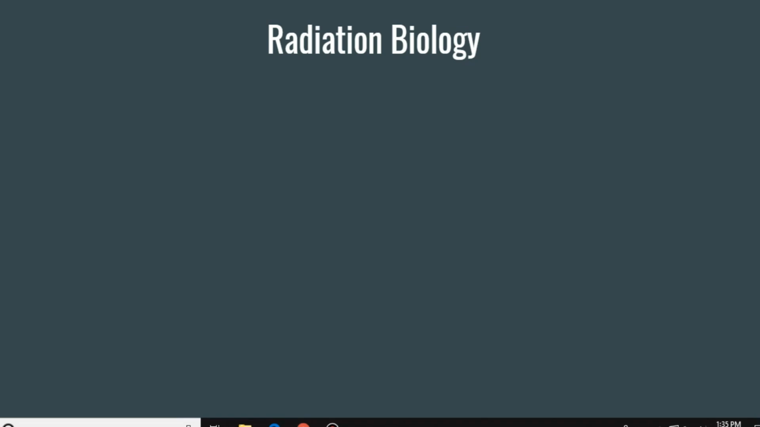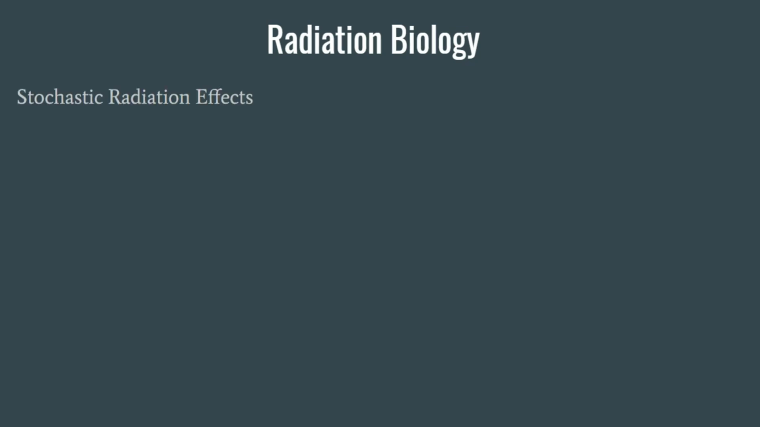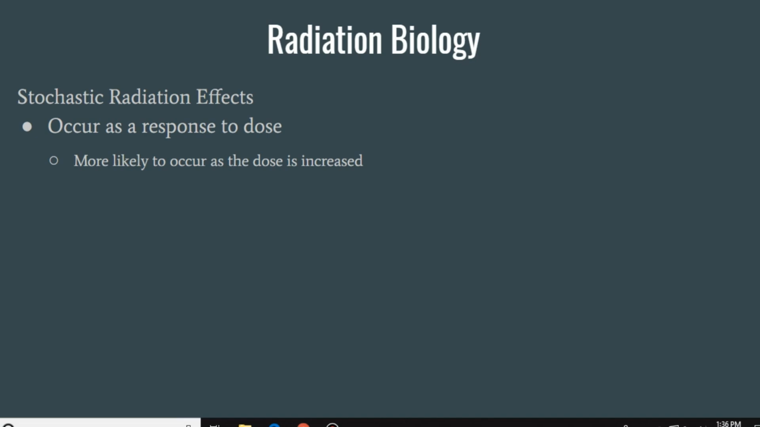The effects of radiation can further be broken down into two other categories, and these are called stochastic and non-stochastic radiation effects. The first one we'll talk about is stochastic radiation effects. What this means is that the radiation effects will occur as a response to the dose. Negative side effects are more likely to occur as the dose is increased.